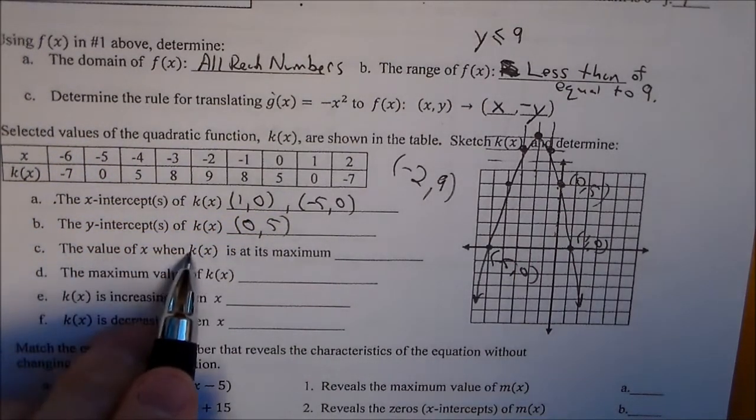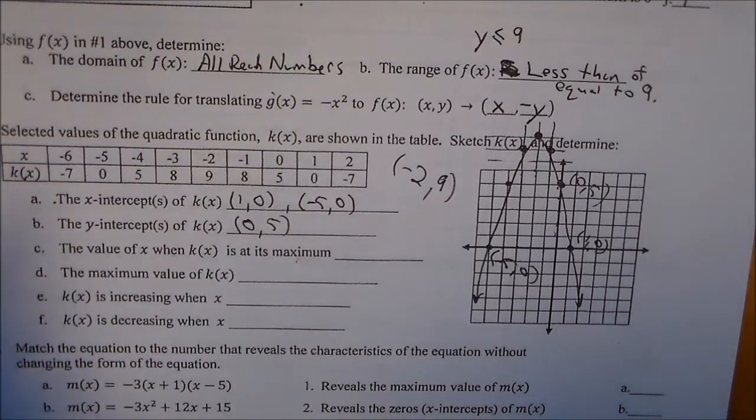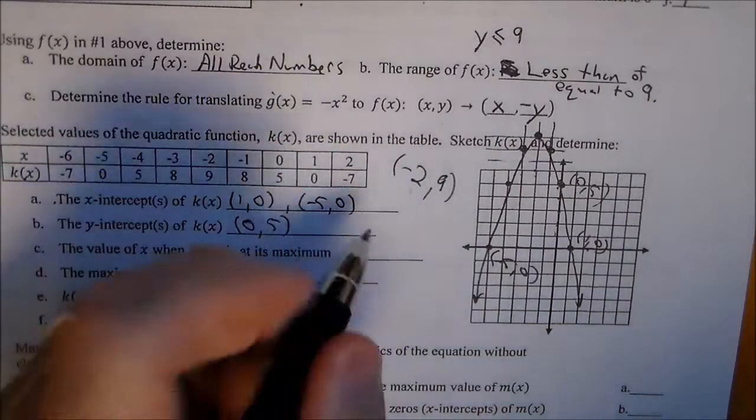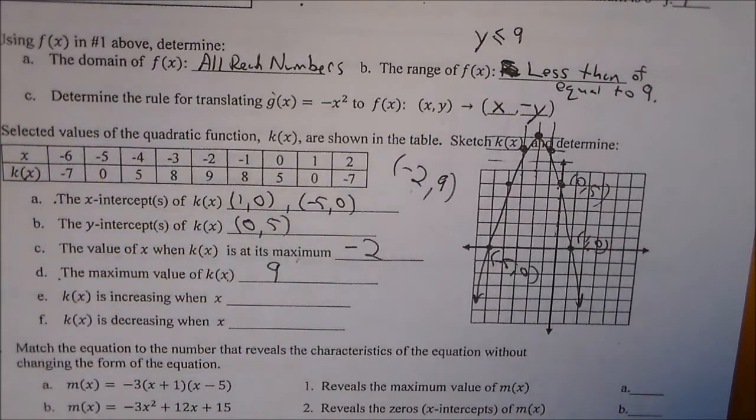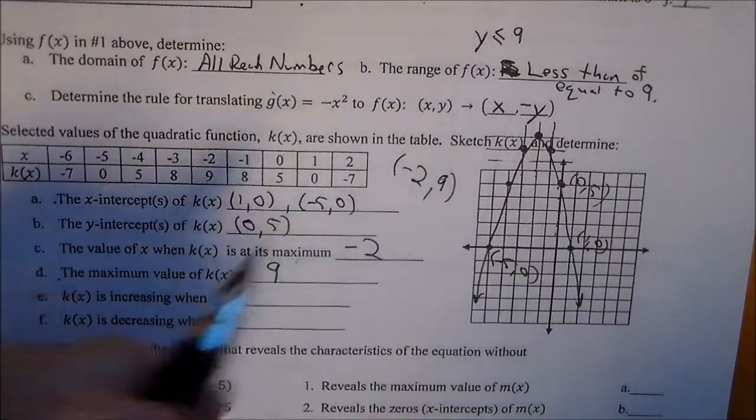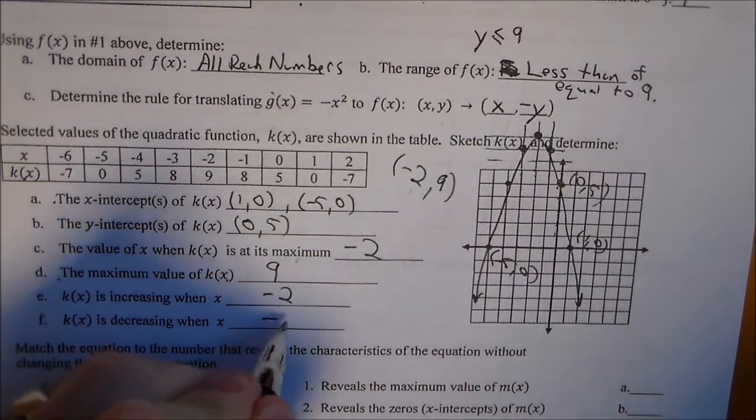The value of x when k of x is at its maximum. So that is the x value from the vertex, so that's -2. And then the maximum value is its y value, so that's 9. Now, the vertex is where it changes direction. So when we're talking about increasing and decreasing, we're going to go off of that value, -2.